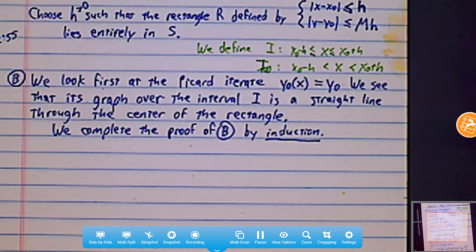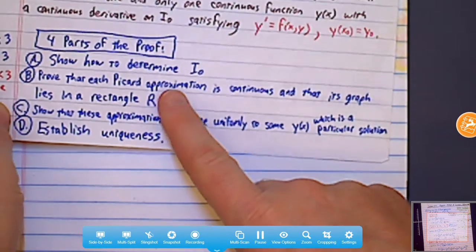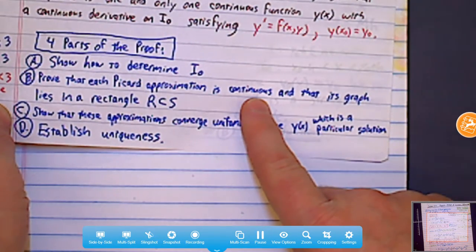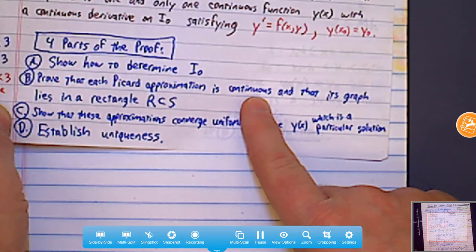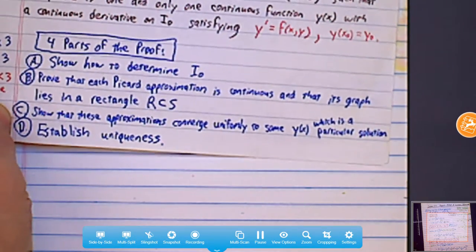And the thing is, you have to have one case that you know for sure. Guys, what are we trying to prove? We're trying to prove in part B that each approximation is continuous. Oh, a straight line, is that continuous? Yeah. And that its graph lies in the rectangle. And our straight line went right through the middle of the rectangle.